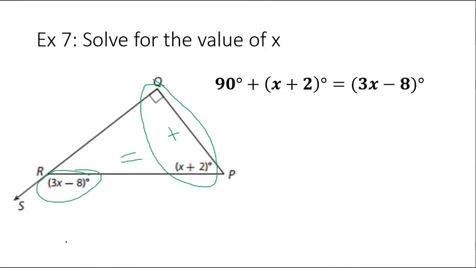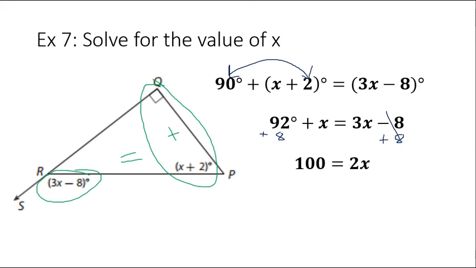So we want to combine like terms here. So I'm going to take this 2 and that 90, and I'll combine them. So that's going to give me 92. And I have plus x equals 3x minus 8. So what I do next is I'm going to add 8 to both sides. And I add 8 over here. Same with the 8's, they eliminate. So I get 100.